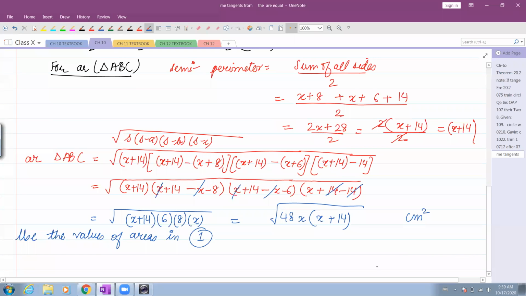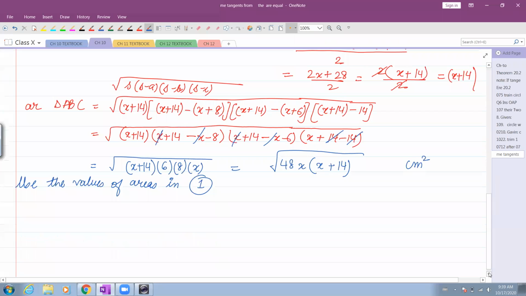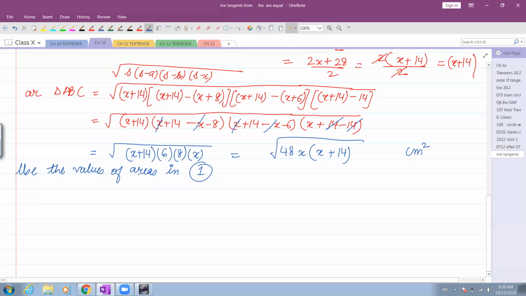Use the values of the areas we have obtained in equation number 1. But if the meeting ends, I would like to restart. I would like to complete this question. It's less than a minute.